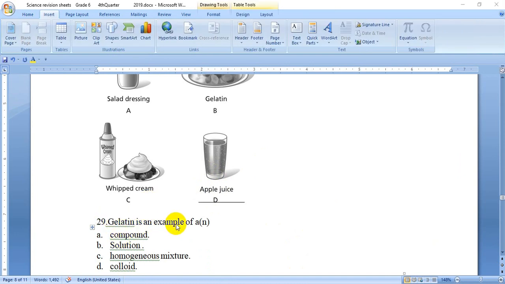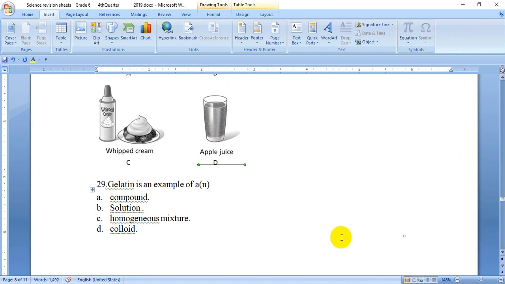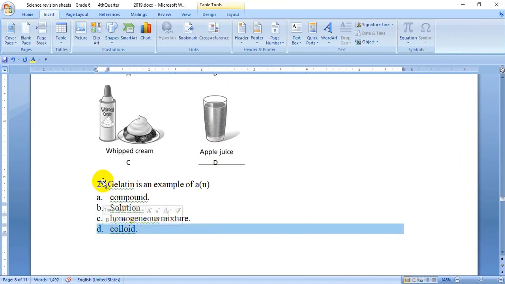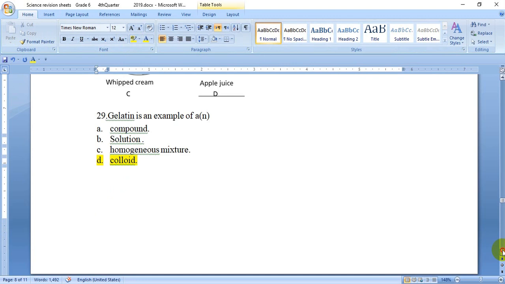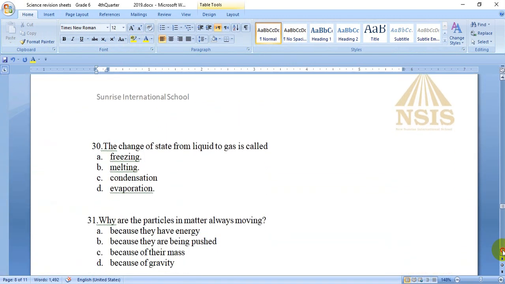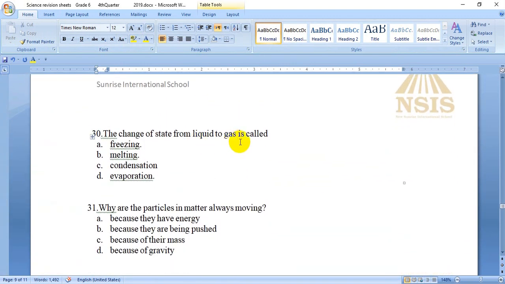Question 29. Gelatin is an example of a colloid. As we said, in a colloid the particles are not too big and not too small. They stay in the middle. Question 30. The change of state from liquid to gas is called evaporation. It's a very easy question.